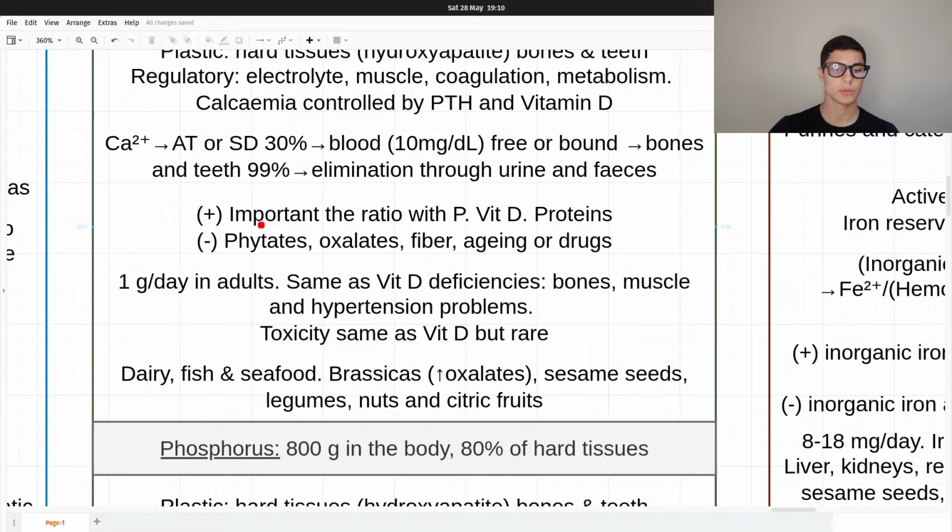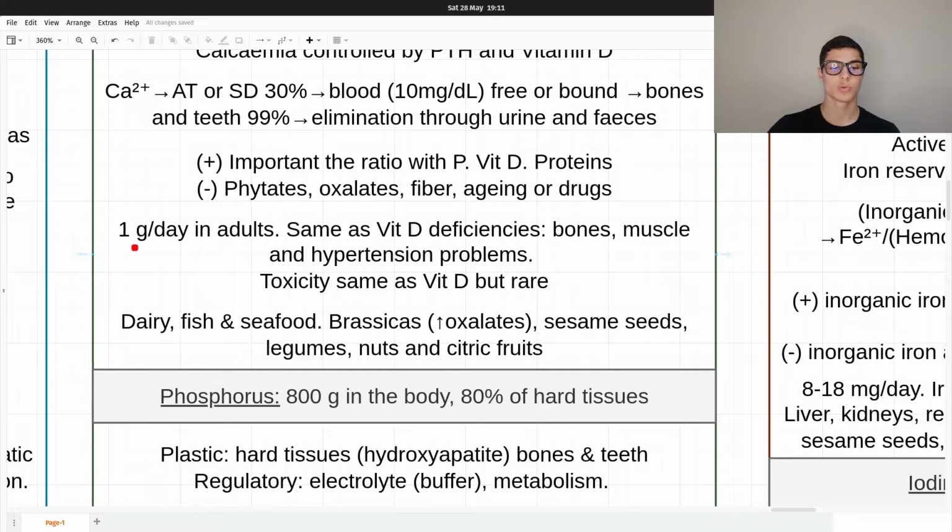We have to mention that some variables can improve the absorption of calcium, which are the ratio with phosphorus, vitamin D as well, and protein ingestion. And these are inhibitors that lower the absorption: phytates, oxalates, too much fiber, aging, and drugs. The recommendation is 1 gram a day in adults.